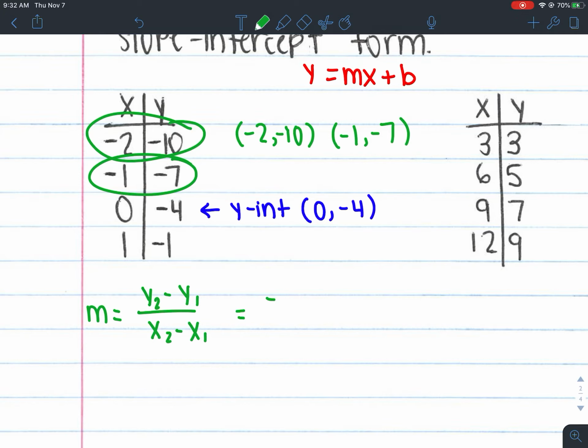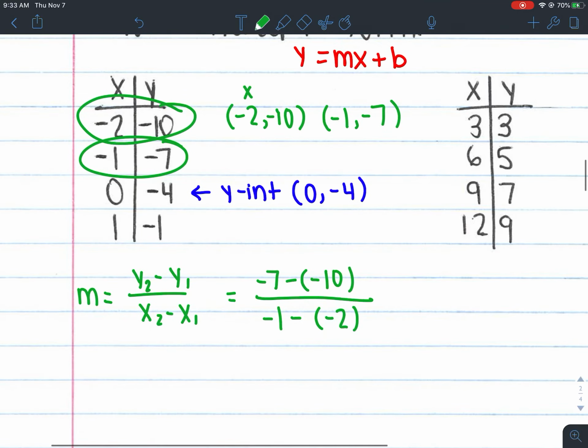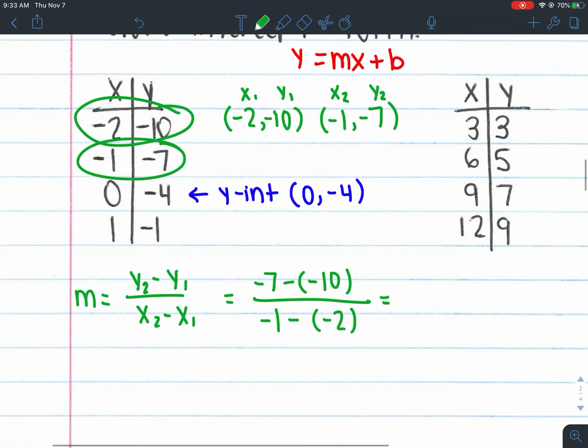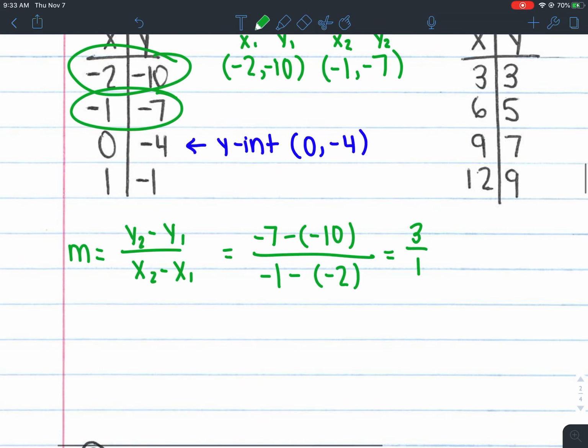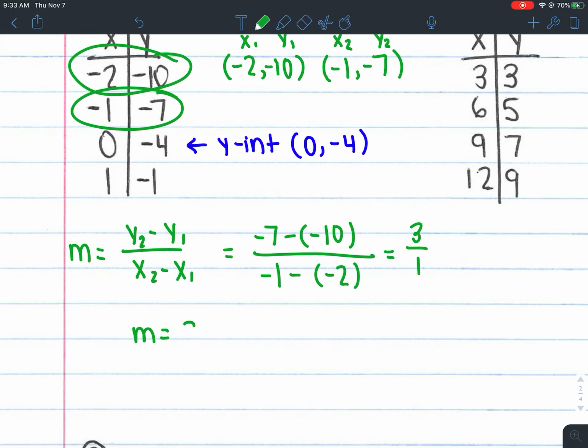So this would be -7 minus -10 over -1 minus -2. And if you needed some help with that, make sure you come in for tutorials, but also make sure you're labeling as well. That also helps. Okay, so that's going to be how we set that up. -7 minus -10 is going to be +3. And then -1 minus -2 is going to be +1. That means my slope is +3.